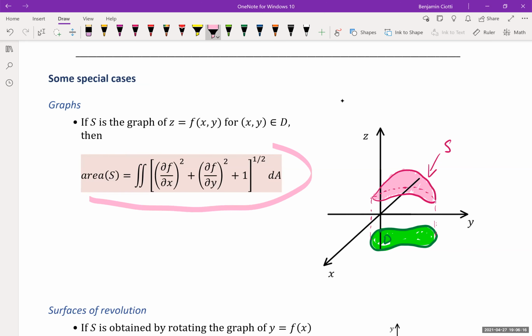And this is also pretty useful because something I've mentioned before is that a lot of surfaces actually are graphs. Even if they're not globally a graph, you can often break them up into pieces that are graphs.